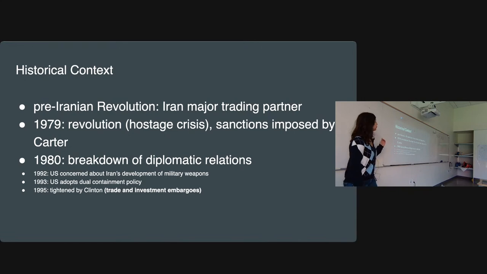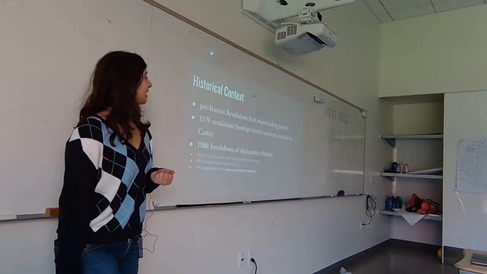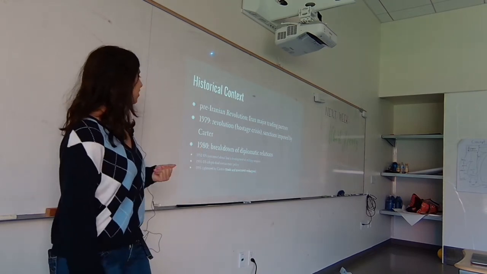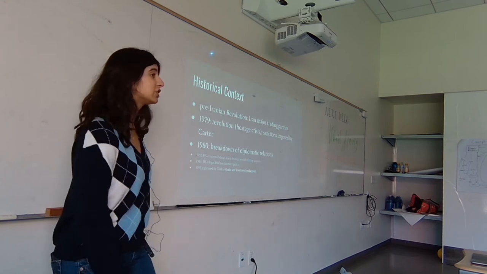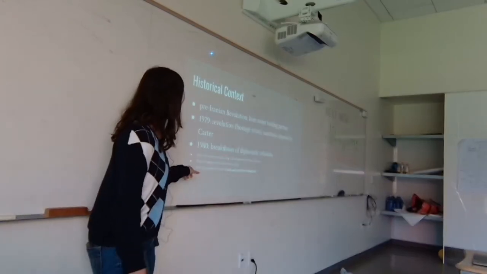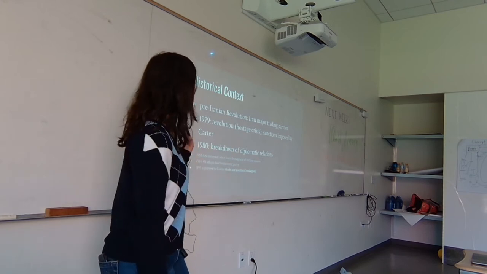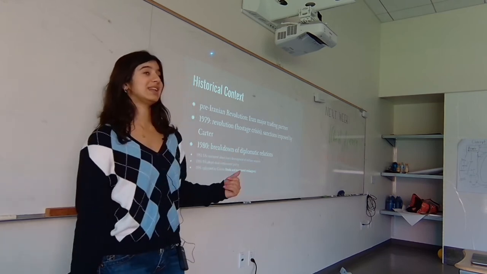sanctions. Before the Iranian Revolution in 1979, Iran was a major trading partner of the U.S. They had a lot better relations than they do today. 1979 saw the hostage crisis, in which a bunch of Americans were taken hostage, and the Iranian Revolution. And then sanctions were imposed by then-President Jimmy Carter. 1980 saw the complete breakdown of diplomatic relations between the two countries. And then here it's a little bit small. 1995, then-President Bill Clinton also tightened these sanctions by imposing a full trade and investment embargo.